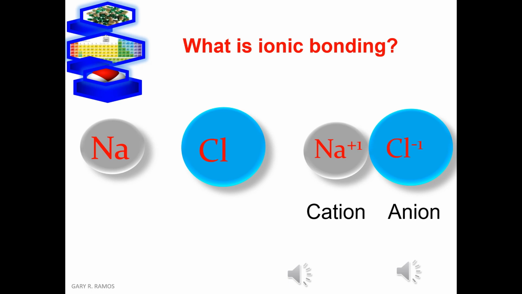These ions could be a cation, an atom or molecule with a net positive charge, or an anion, which is an atom or molecule with a net negative charge. In our example, the cation is sodium because it has a charge of positive 1, while the anion is chlorine because it has a negative charge of 1.